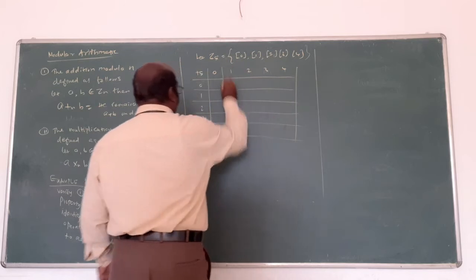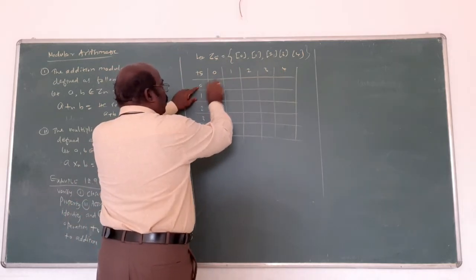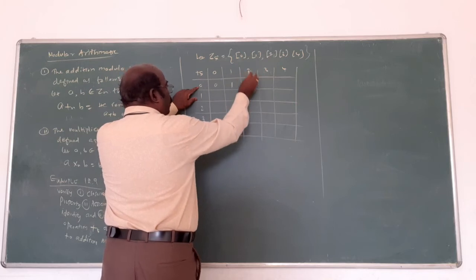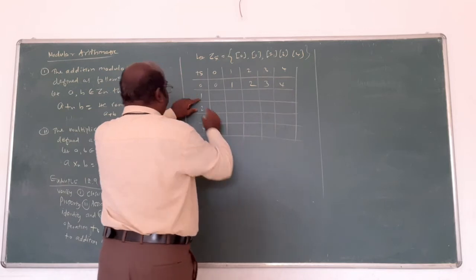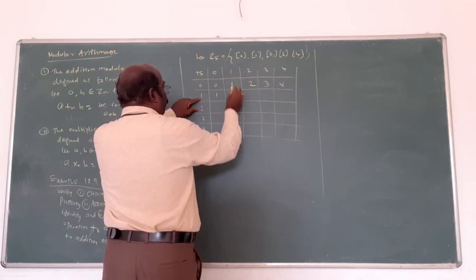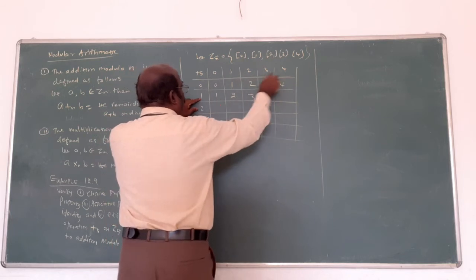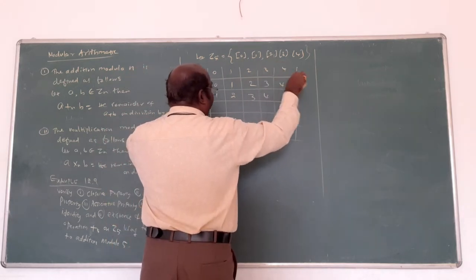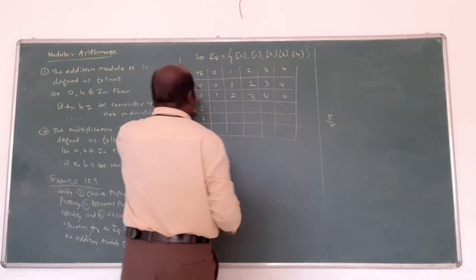Now complete the table. Very easy idea. 0 plus 0, 0. 0 plus 1, 1. 0 plus 2, 2. 0 plus 3, 3. 0 plus 4, 4. First row answer. Next set: 1 plus 0, 1. 1 plus 1, 2. 1 plus 2, 3. 1 plus 3, 4. 1 plus 4, 5. 5 means divided by 5, one time but remainder 0.